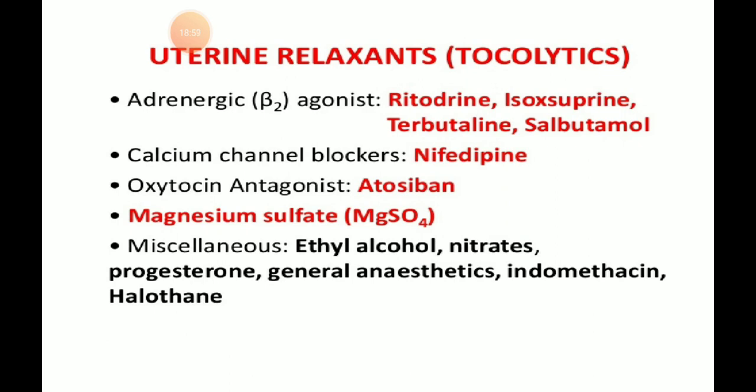There are different drugs. The most important ones are ritodrine, isoxsuprine, salbutamol, the calcium channel blockers like nifedipine, the COX inhibitors like indomethacin, the oxytocin antagonist known as atosiban, magnesium sulfate, then ethyl alcohol, nitrates, and progesterone, which are all tocolytic agents.